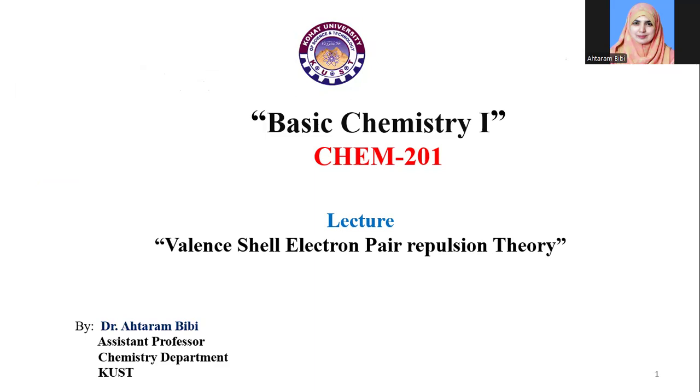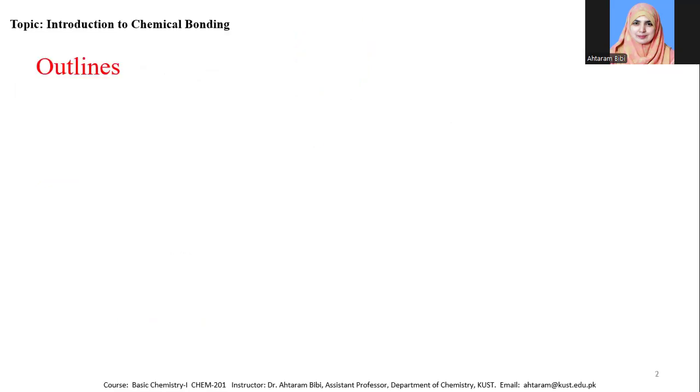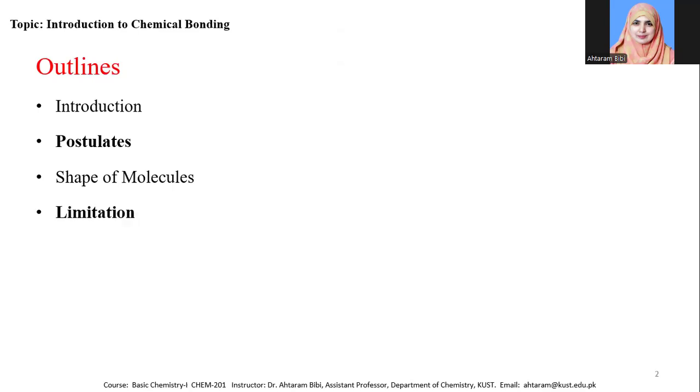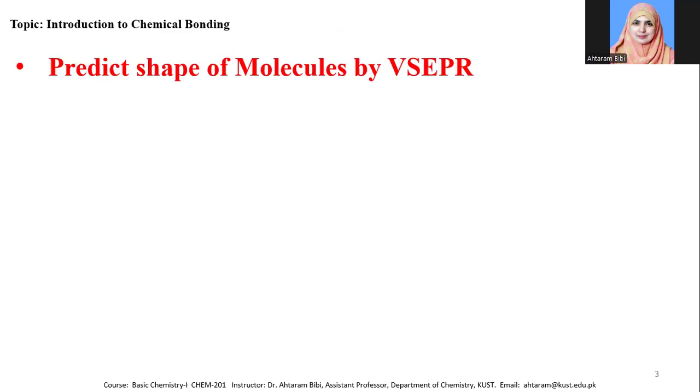In the last lecture, we discussed the various postulates of valence shell electron pair repulsion theory. In today's lecture, we will discuss how this theory is applied to explain the geometry of various molecules. We will discuss the shape of various molecules depending on the valence electrons, the bonded pairs of electrons and the lone pairs of electrons. And at the end, we will discuss the limitations of valence shell electron pair repulsion theory. So how does the theory explain the geometry of a molecule?